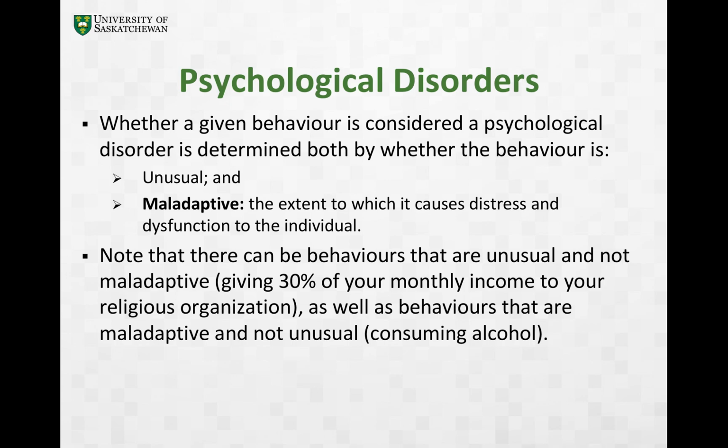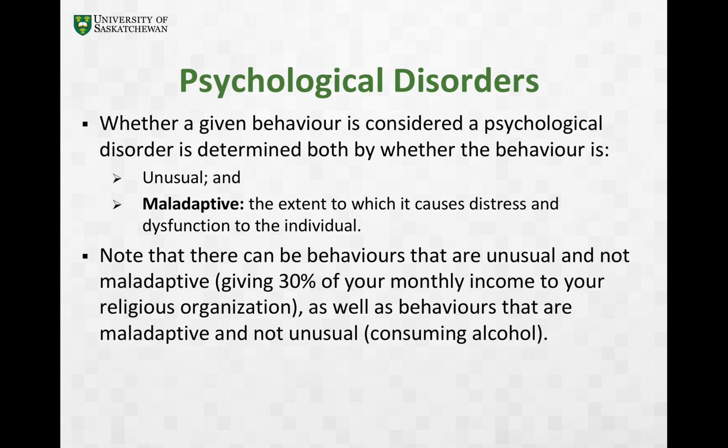So, for example, if you're giving 30% of your monthly income to a religious organization you believe in, while that might be unusual, it may not be maladaptive if you are still able to live off of the 70%. We also know that there are behaviors that are maladaptive and also not unusual. So, for example, consuming alcohol.